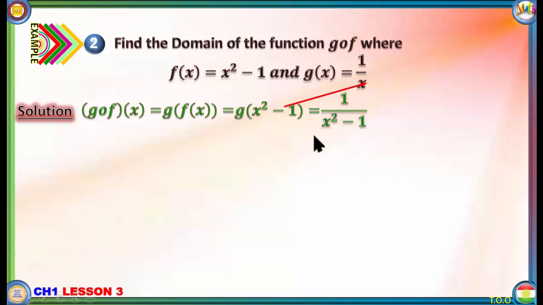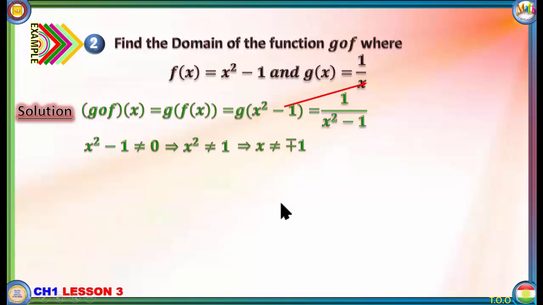Because we have a rational function, then x squared minus 1 is not equal to 0. Therefore, x squared is not equal to 1, by taking the minus 1 from left to the right and taking a square root of both sides. Therefore, x is not equal to plus or minus 1.